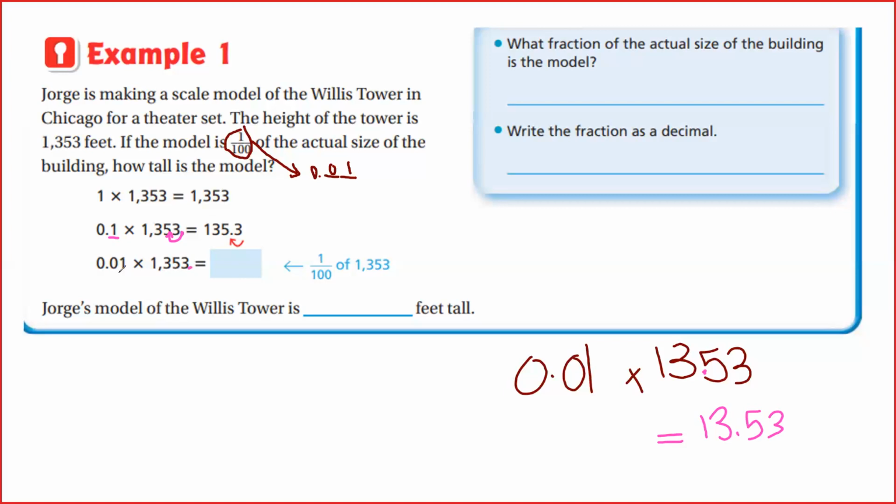Now here, the decimal point is here. And now I multiplied by 0.0100. So how many digits do we have? 2 digits. So 1, 2. So the number will be 13.53. Is it clear? Yes, teacher.